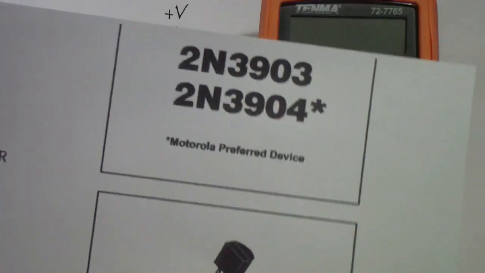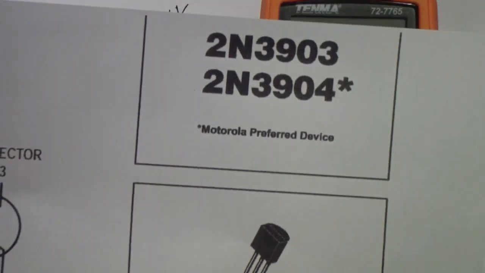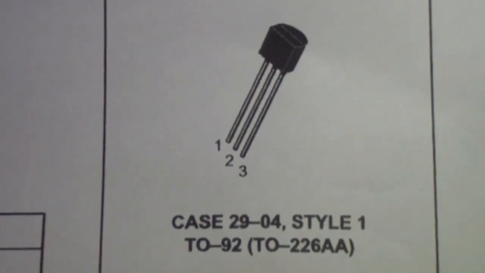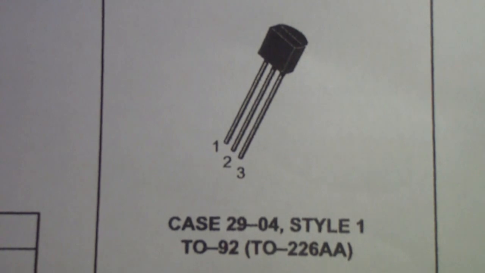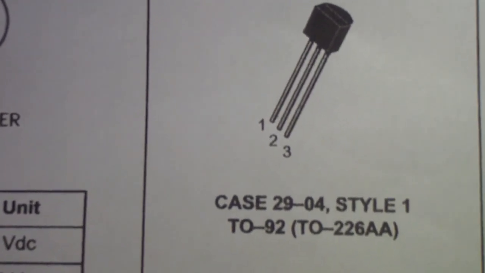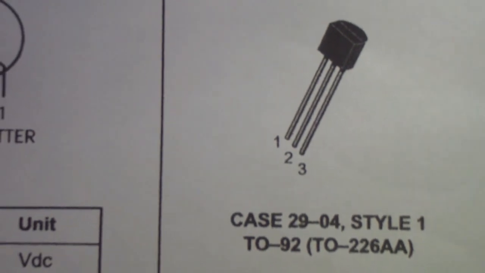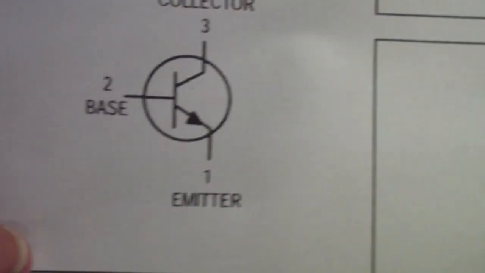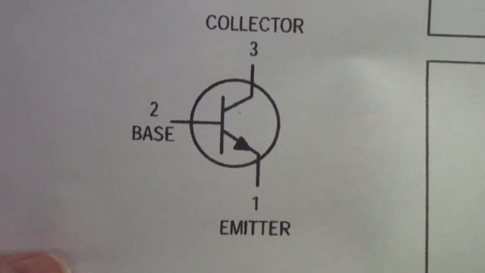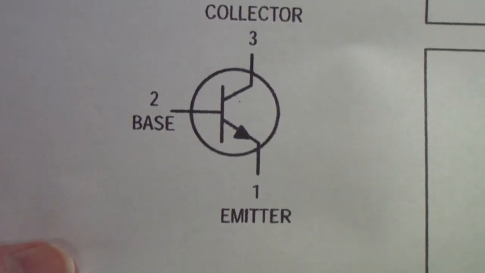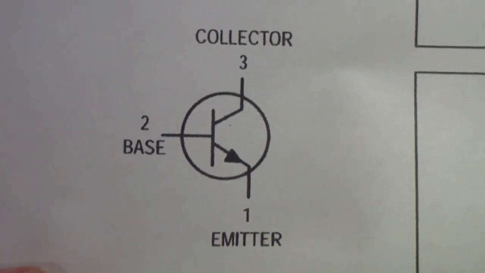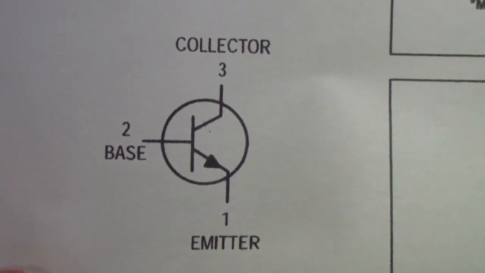I've chosen a fairly inexpensive 3904. And you'll notice here that this is the pinout of the 3904 that I chose. Notice that pin 2 is in the middle. 1 and 3 are on the sides. Over here is the diagram. Now, what that means is that the base is pin 2. That's in the middle. The emitter is pin 1. That's on one side, and the collector on the other.